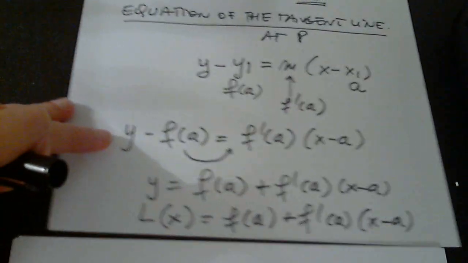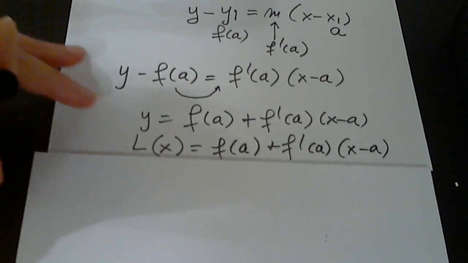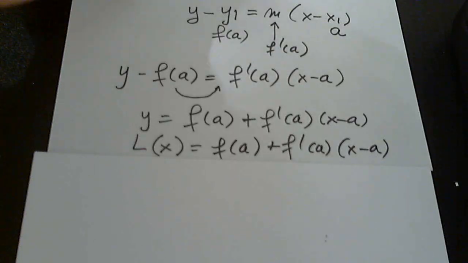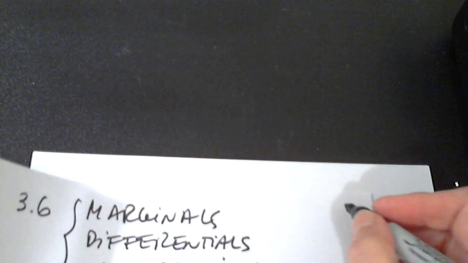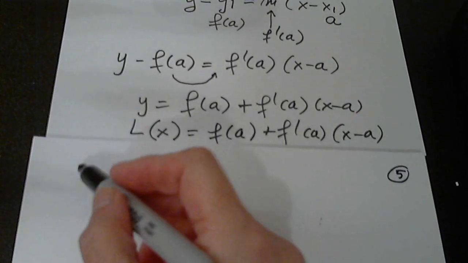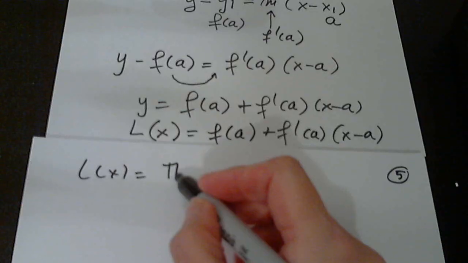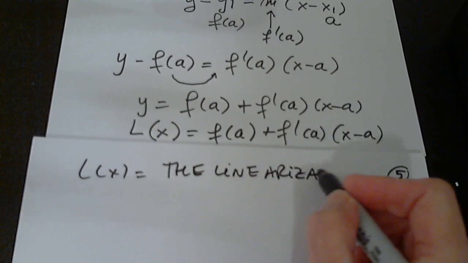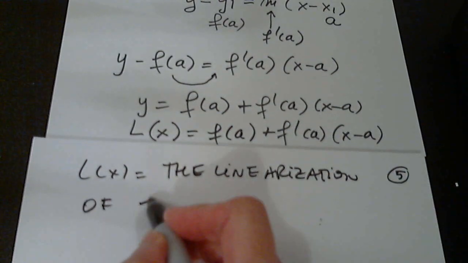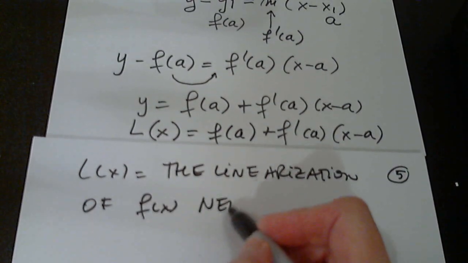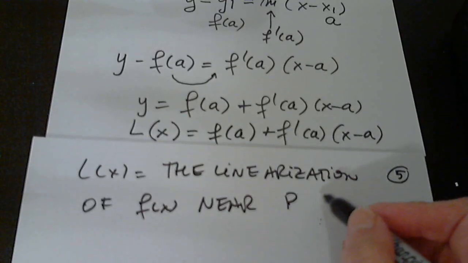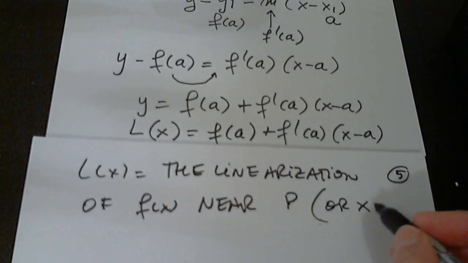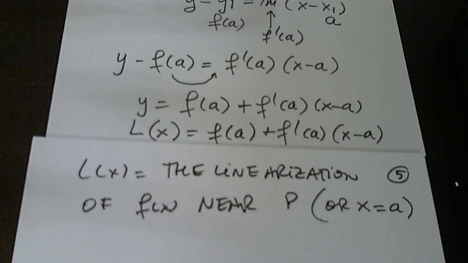But let's just write down first L of x. I lost my page number. So this is 4. This is 5. So L of x, the linearization of f of x near P, or in other words, near x equals a.